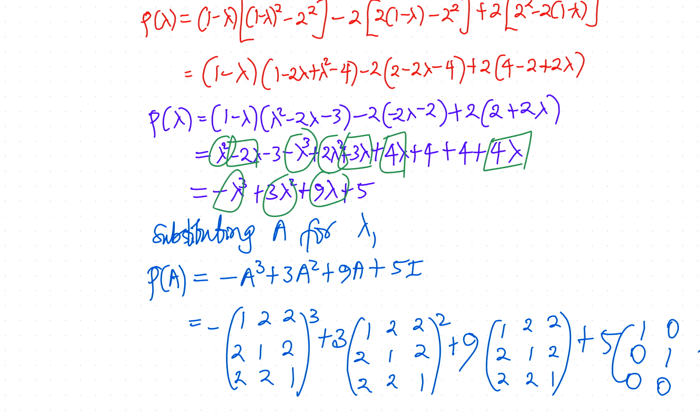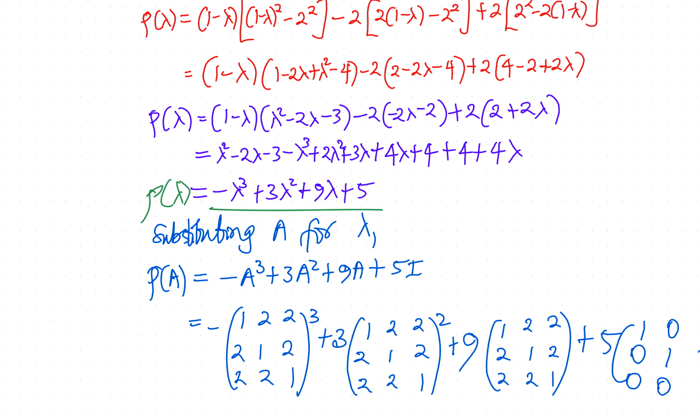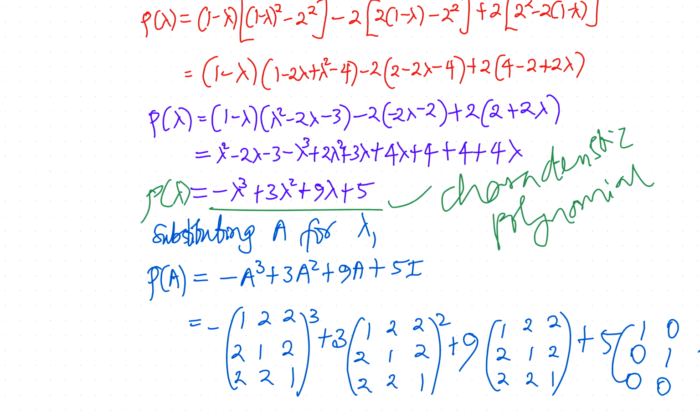Then talking about the constants now, you have minus 3 plus 4, that's 1, plus 4, that's 5. So at the end of the day, the whole thing is tidied up. Your row alpha is tidied up to be minus lambda cube plus 3 lambda squared plus 9 lambda plus 5. So this is what you call the characteristic polynomial now. This is the tidied up characteristic polynomial, which you can now use for anything you want to do next.